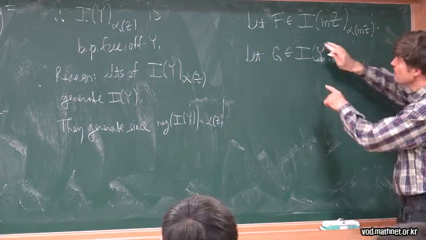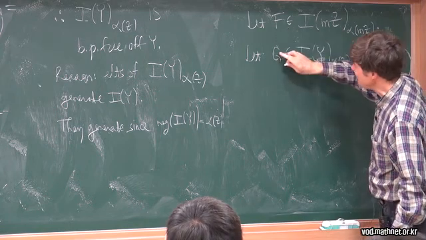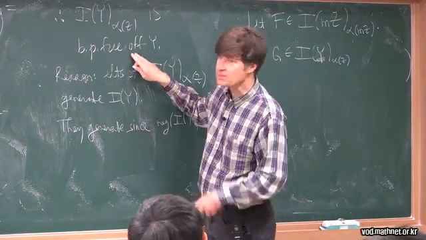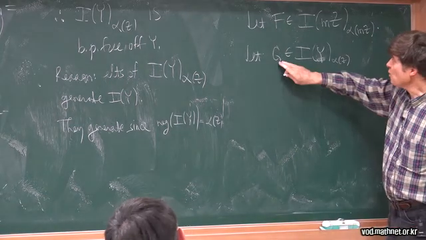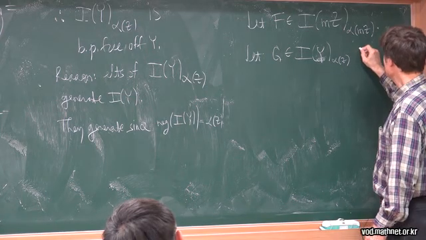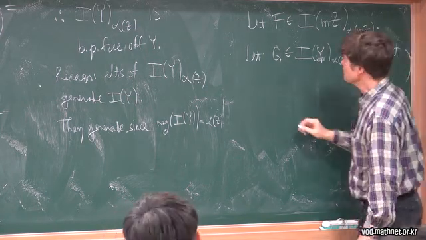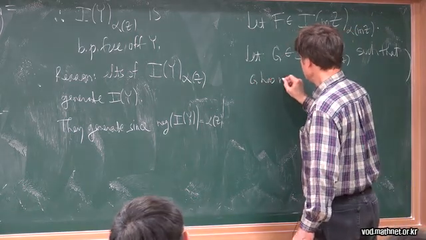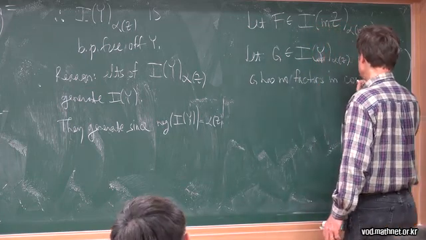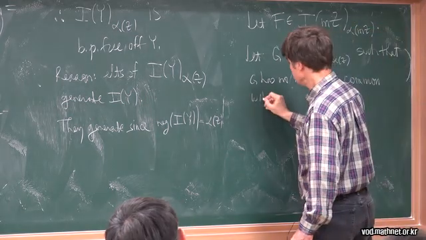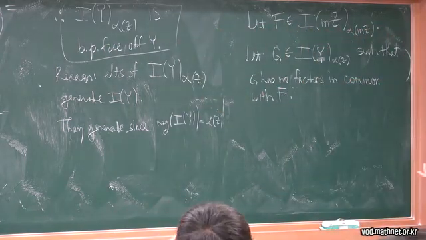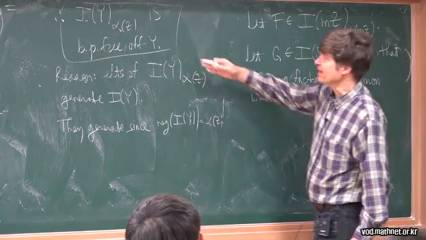But here I need to make a choice. I don't want any component of G to be a component of F. But the ideal in that degree is base point free, so it's fixed component free. There are no fixed components. So I can always avoid any components that there might be in F by choosing G appropriately. I want to choose G such that G has no factors in common with F. And that's where I'm using this fact here. It's base point free, so I can avoid any common factor.